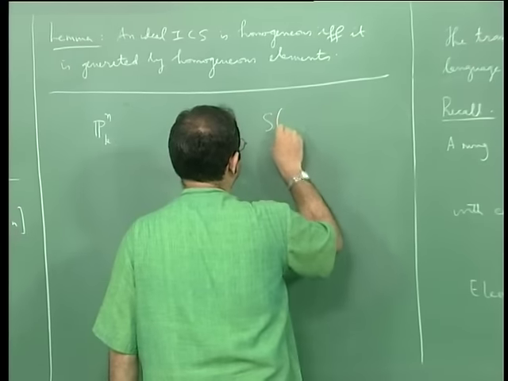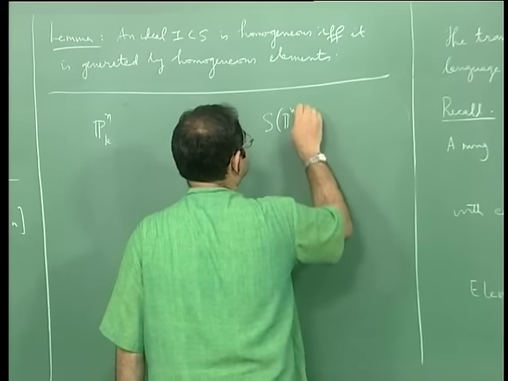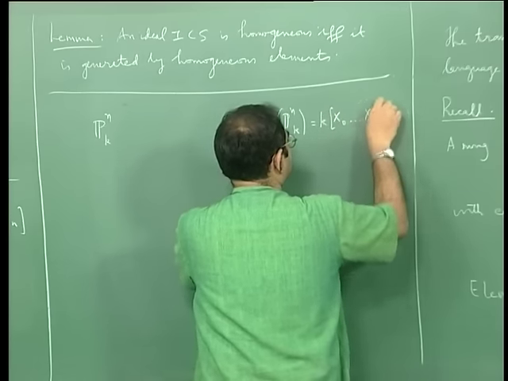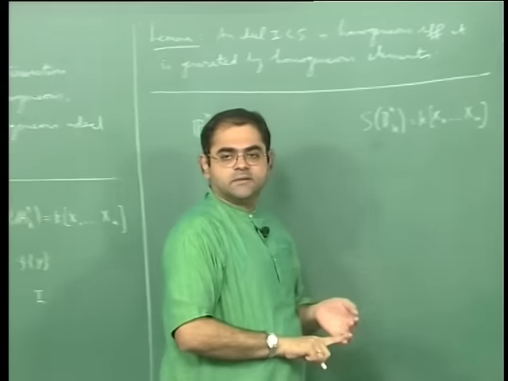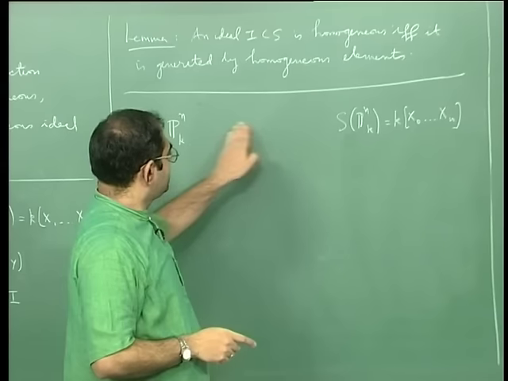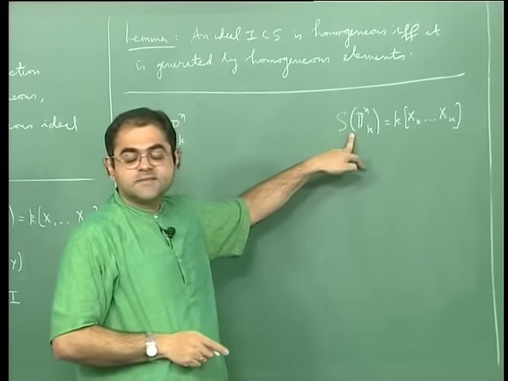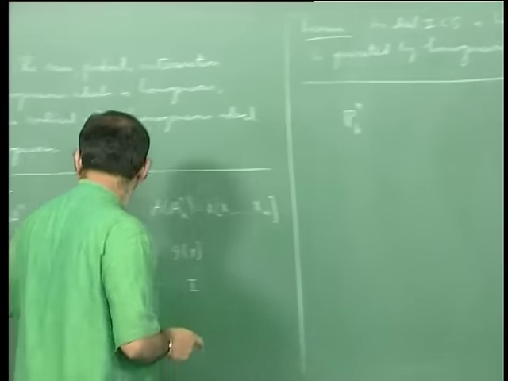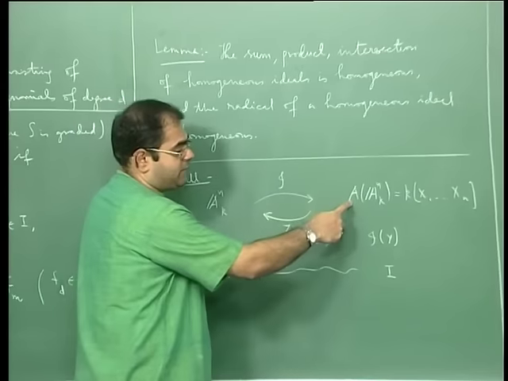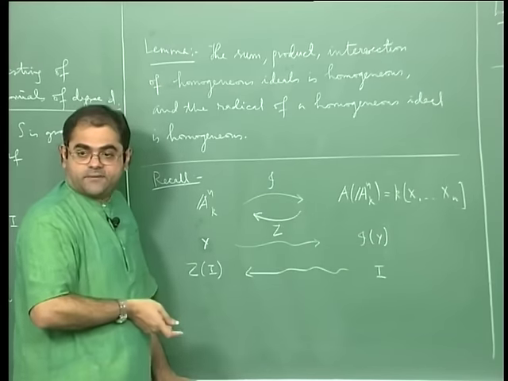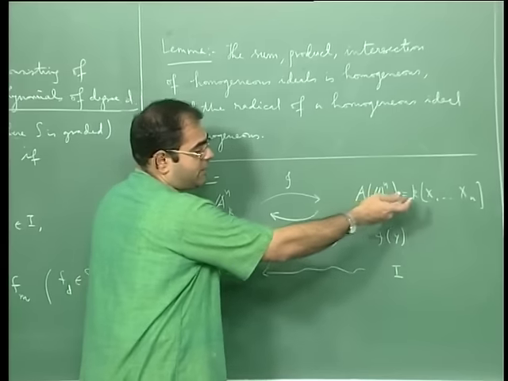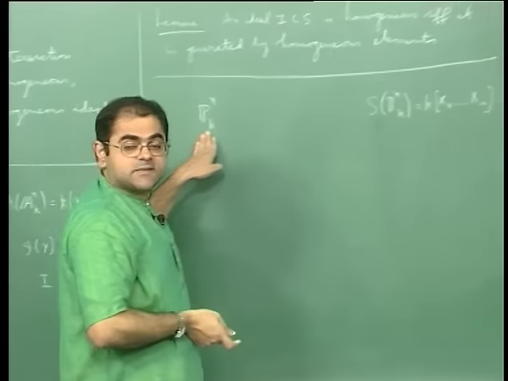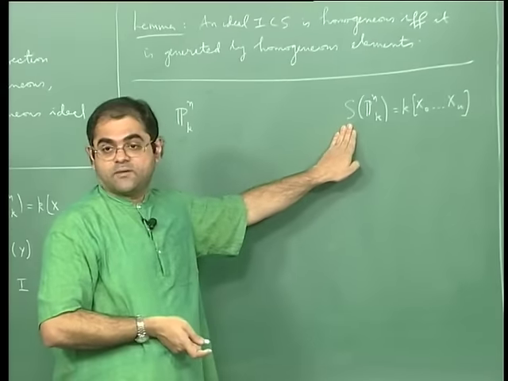We will use this notation S of Pn. This is the commutative algebraic picture. This is k[x0, through xn]. This is called the homogeneous coordinate ring of projective n-space, okay. See, in the affine situation, we use the letter A to denote the affine coordinate ring, which is a polynomial ring in as many variables as the dimension of the affine space. Now in the projective case, the analog is the so-called homogeneous coordinate ring, okay.